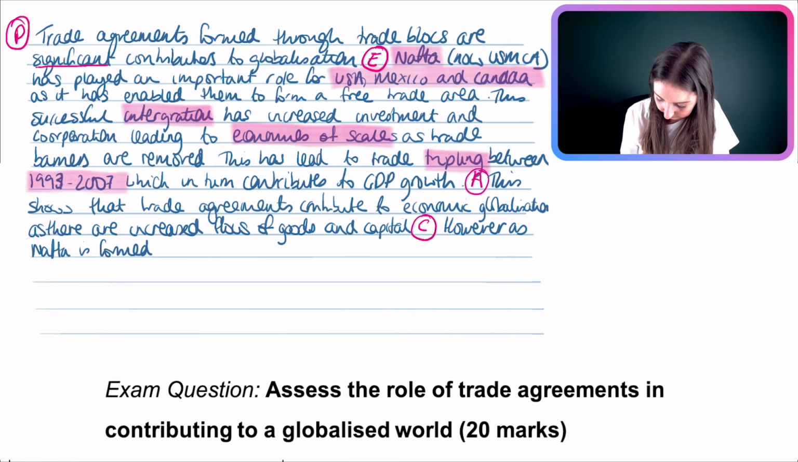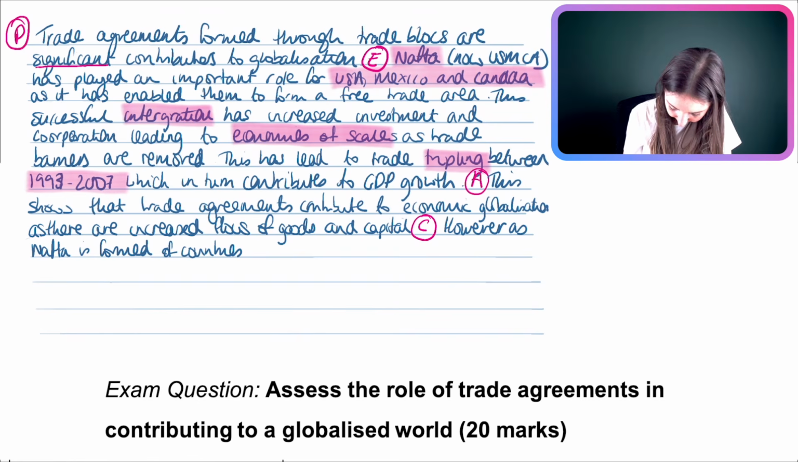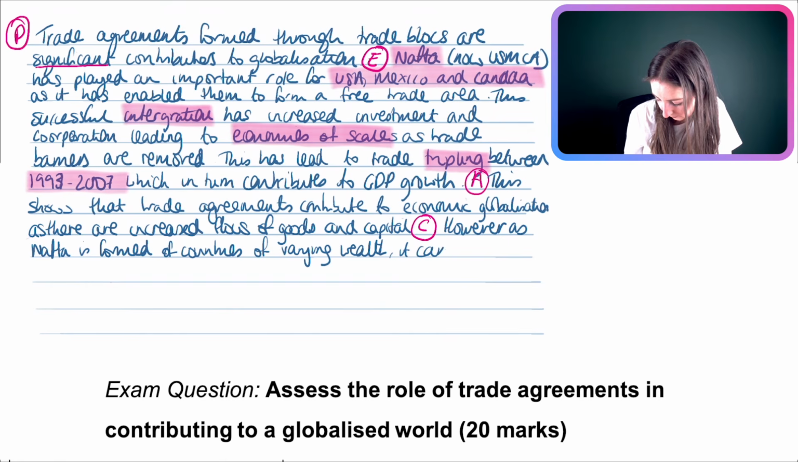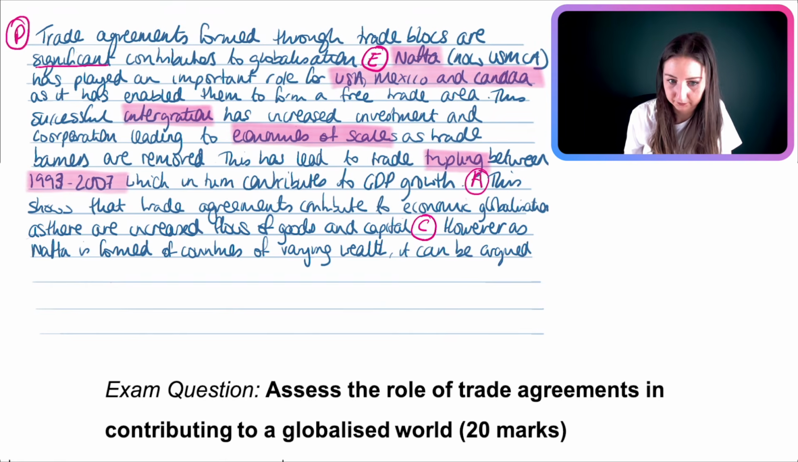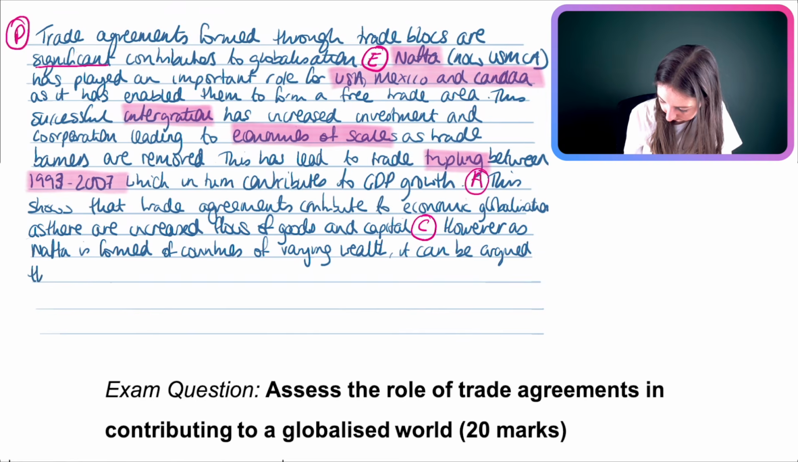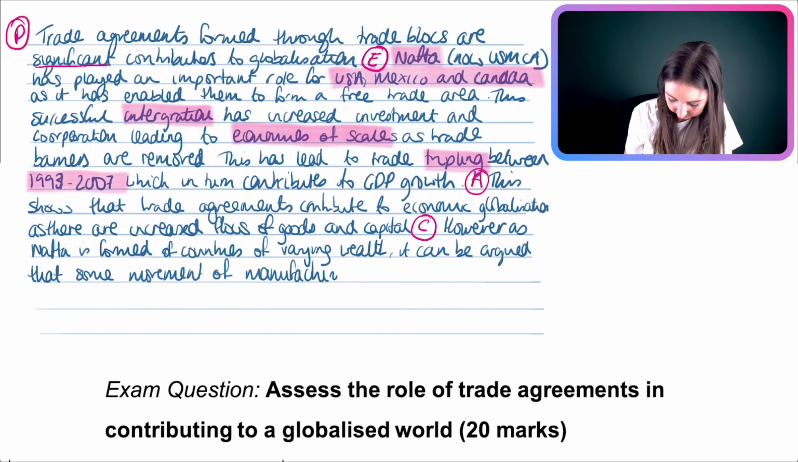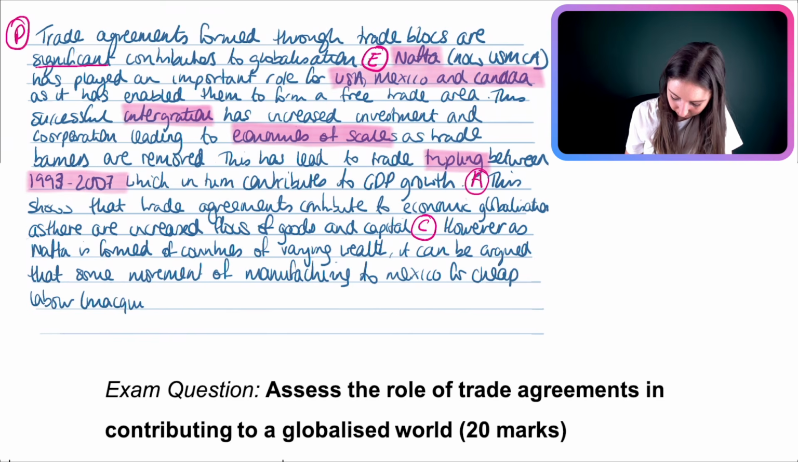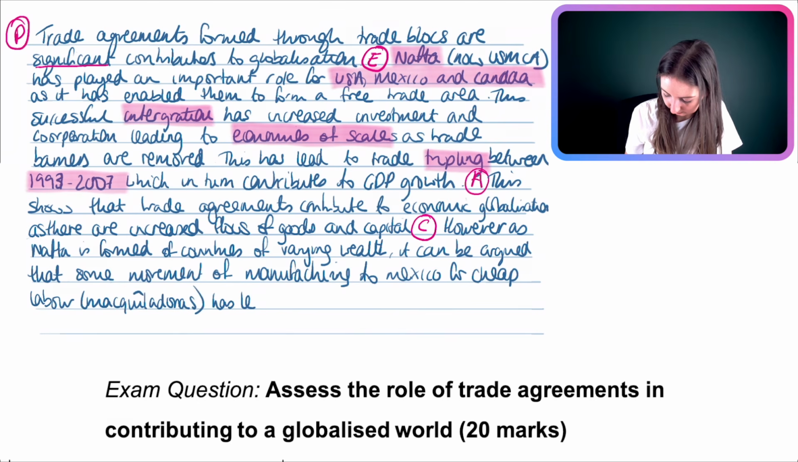So let's put, however, as NAFTA is formed of countries of varying wealth, it can be argued that some movement of manufacturing into Mexico for cheap labour, I'm going to run out of space, which is called maquiladoras, has increased exploitation.